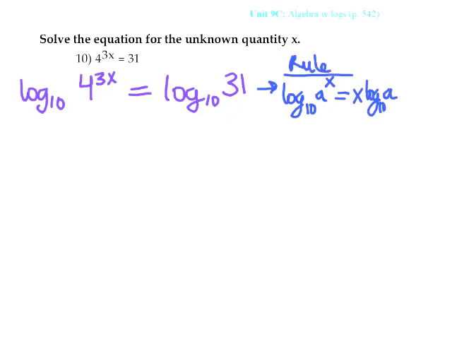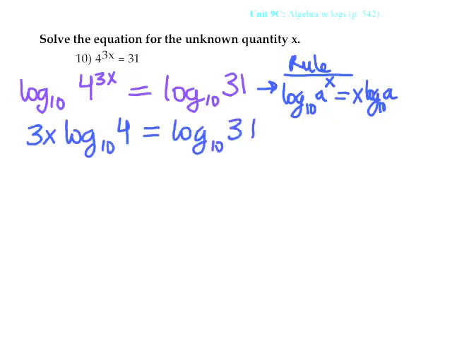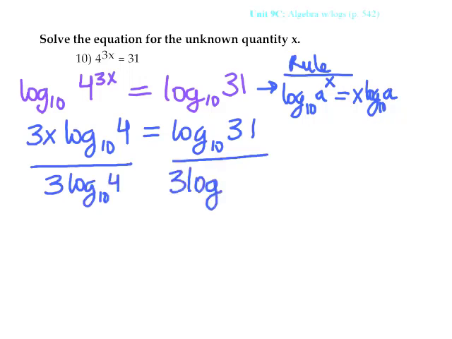So using that logarithm rule, we can do the following. We have 3x times log of 4 equals log of 31. From here, to isolate the variable x, we're going to divide by 3 times log of 4. And again, we'll divide by 3 log of 4. The 3's will cancel out, log of 4 will cancel out, so we're left with x on one side. And we'll plug the right-hand side into the calculator, so log of 31 over 3 times log of 4. And that is approximately 0.83.